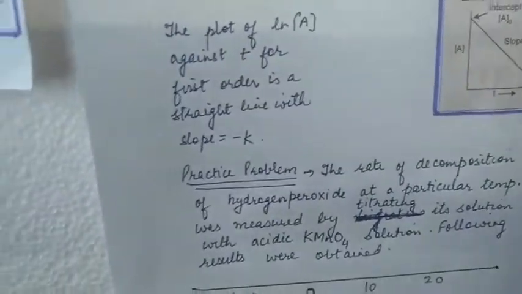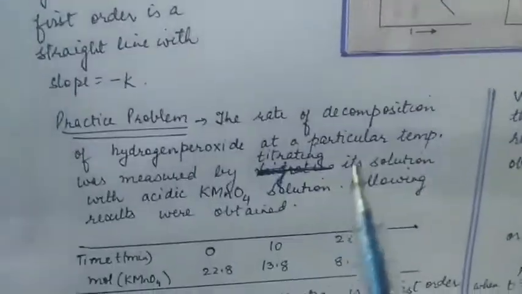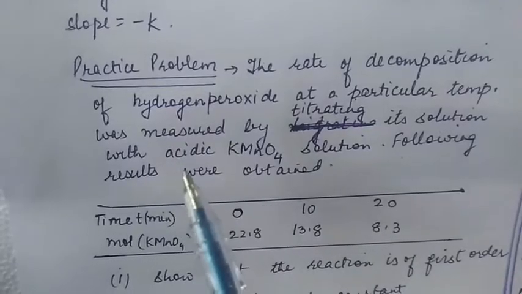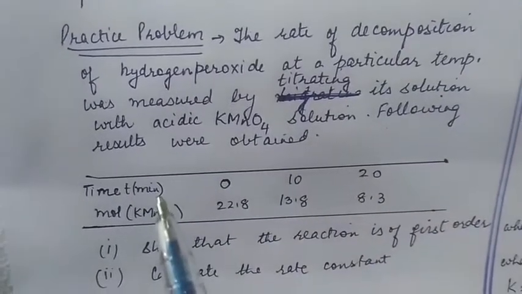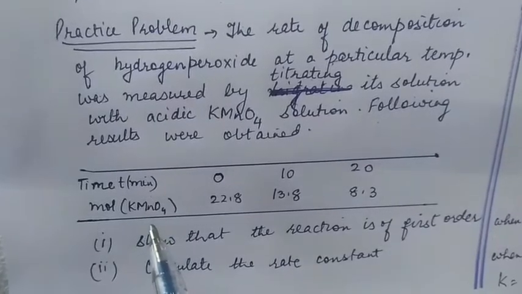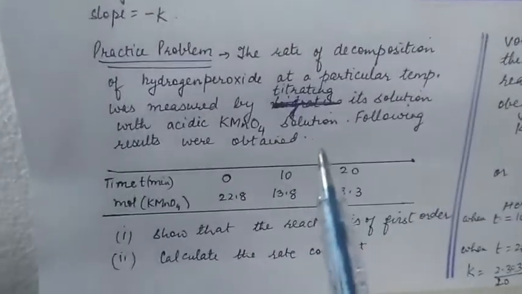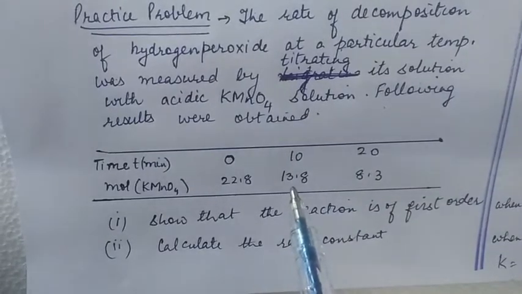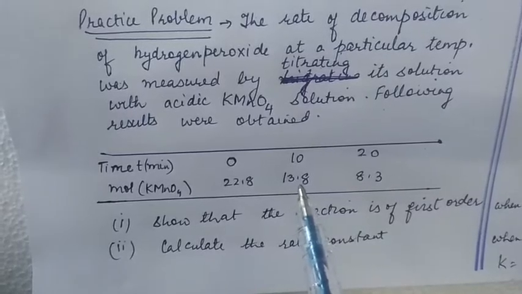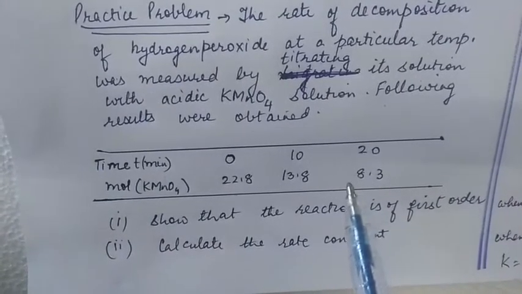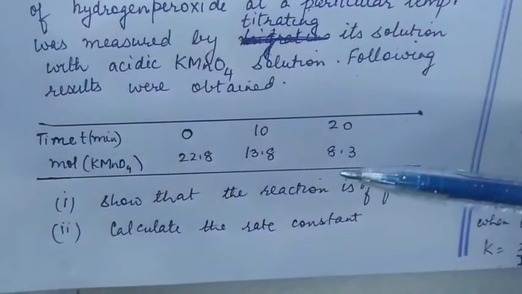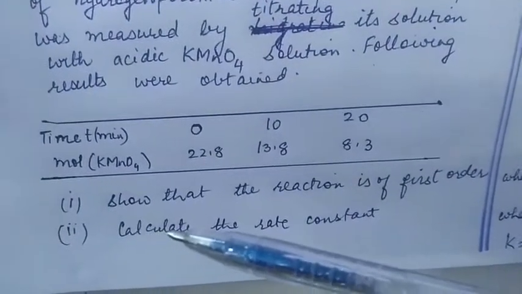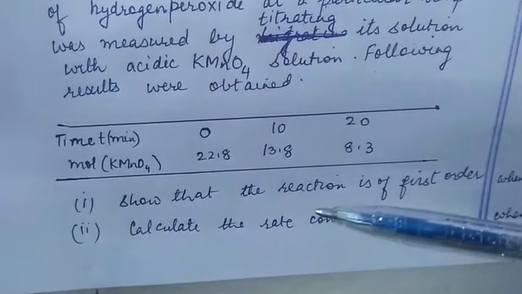So let us do a practice problem to understand the integrated rate law method. The rate of decomposition of hydrogen peroxide at a particular temperature was measured by titrating its solution with acidic KMnO4 solution. The following results were obtained. At zero time, KMnO4 used was 22.8. After 10 minutes, KMnO4 used was only 13.8. After 20 minutes, 8.3. That means the hydrogen peroxide had decomposed, and only a small amount was left, for which less KMnO4 was needed. The question is, show that the reaction is of first order and calculate the rate constant.